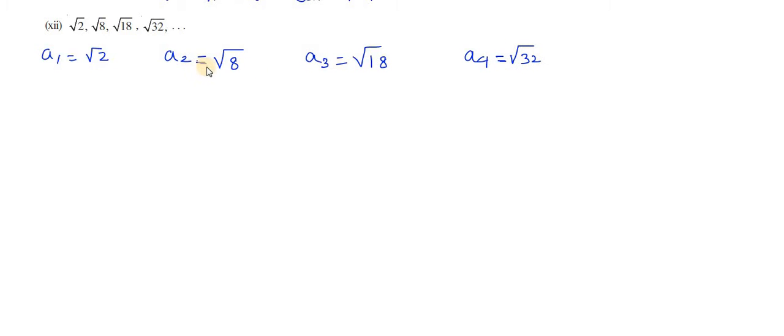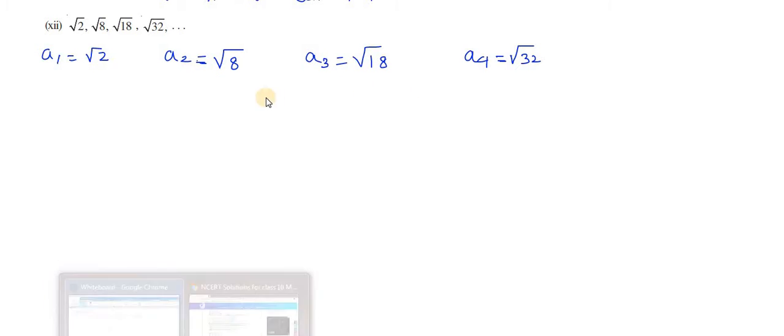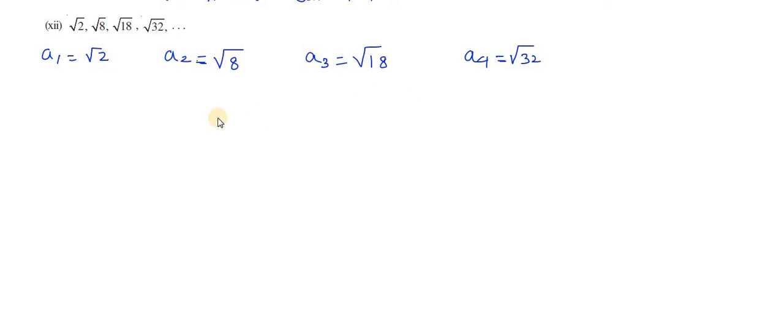If you look into this, it looks like it's not in AP, but actually it is in AP. How? Yes, we'll do it. So here this is square root of 8. Square root of 8 we can write in the simplest form. So square root of 2. Square root of 2 is already in the simplest form. We're not able to simplify it further.